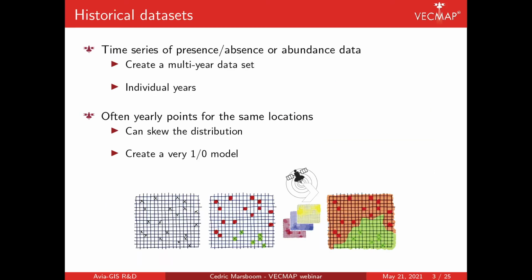Historical data sets, we use this as an example. Here, I will be talking mostly about presence-absence data, but it also applies to abundance data. And historical data sets are useful because of the time series they have. So you can create a multi-year data set, you can look at individual years, you can compare the two to see if certain years are exceptional compared to other years. It all depends, of course, on your research question.